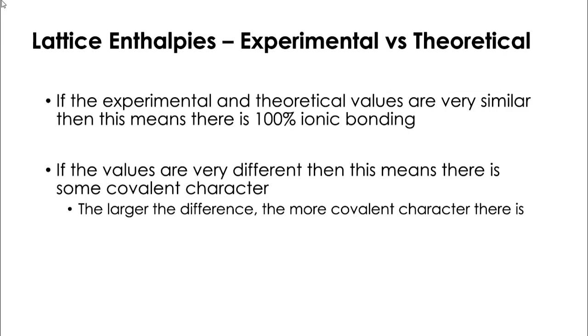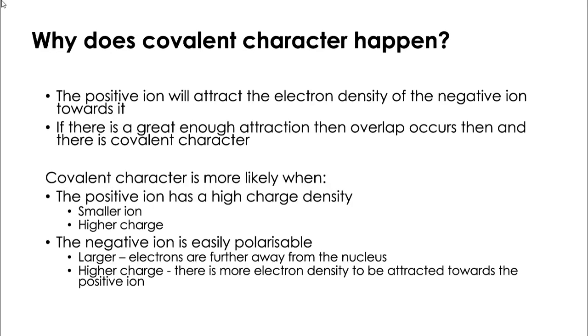So if the experimental and theoretical values are very similar, then that means we've got 100% ionic bonding. If the values are very different, then this means that there's some covalent character, and the larger the difference there is, the more covalent character there is. So we need to be able to think about why that covalent character happens.